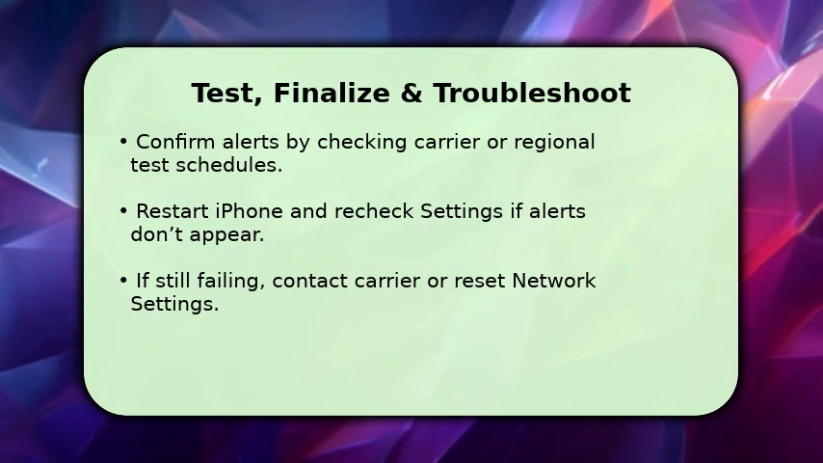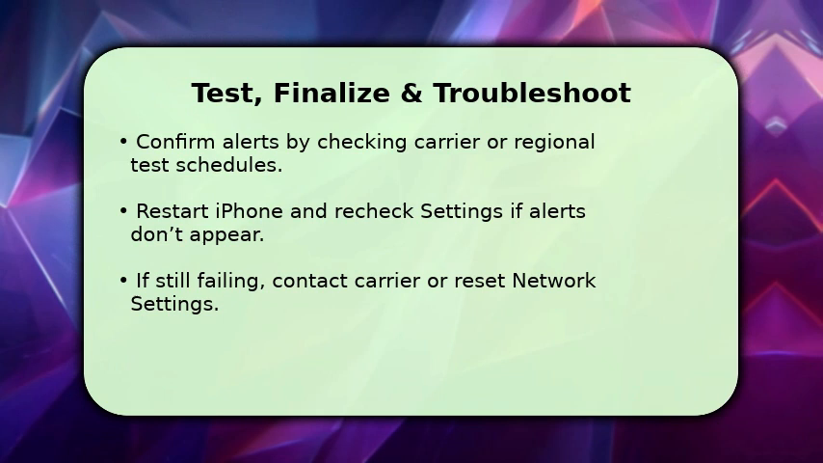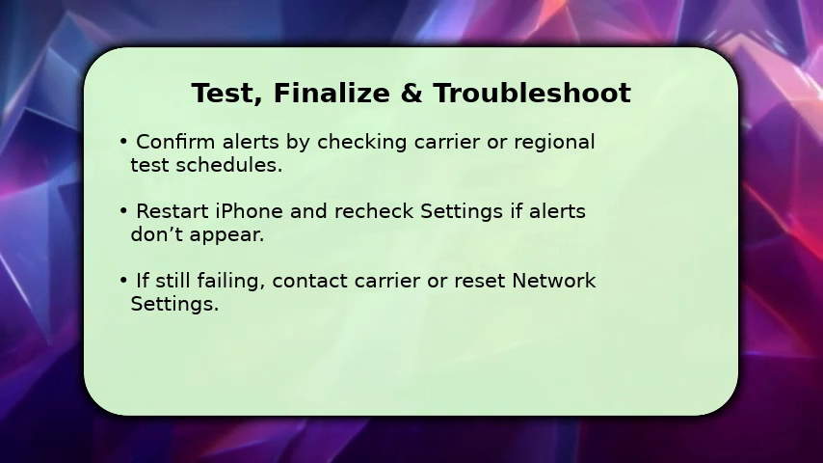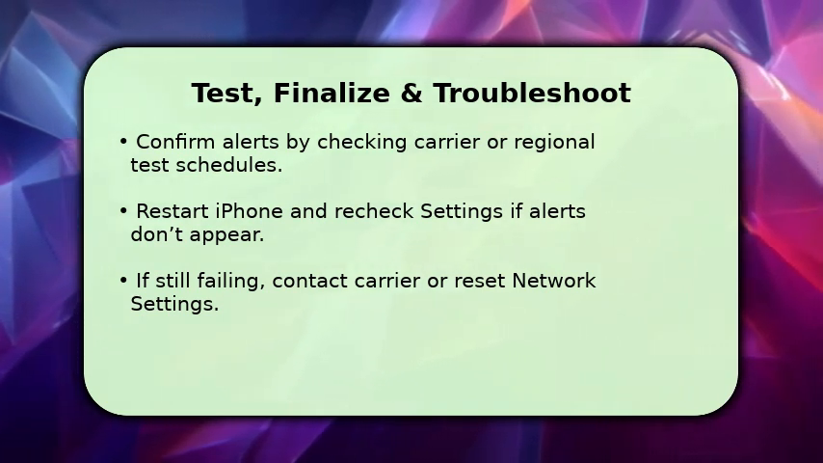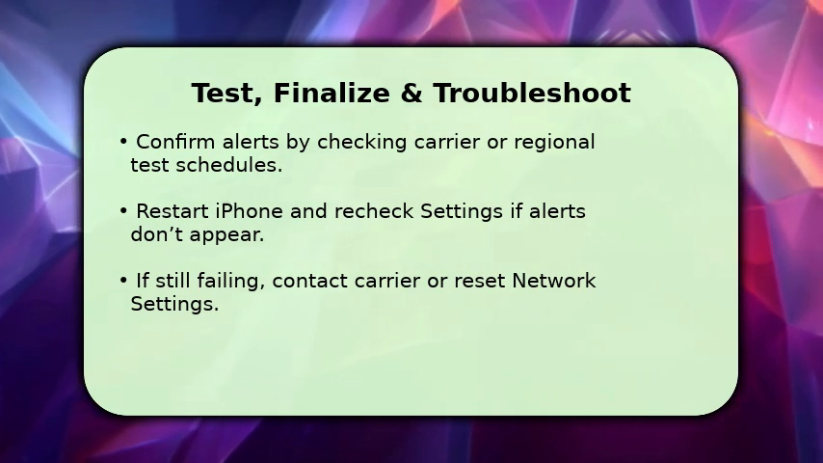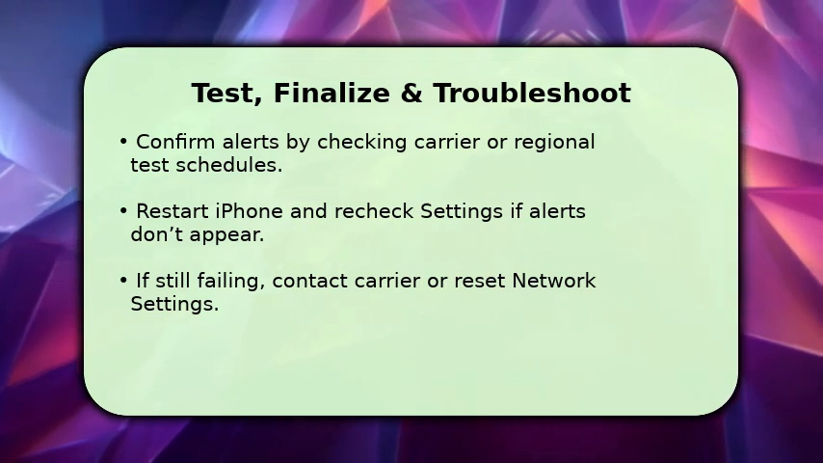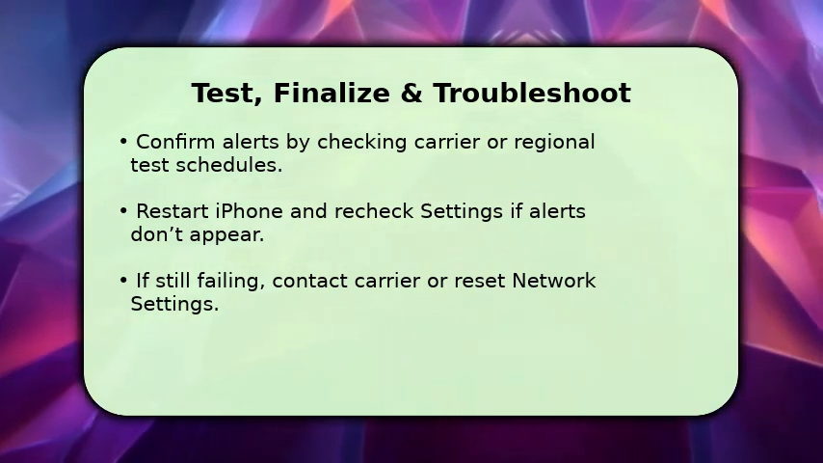If you don't get a test alert, restart the iPhone and recheck government alerts and location services settings. Make sure low power mode isn't blocking background activity. If problems persist, reset network settings or contact your carrier because alerts depend on network provisioning. One key troubleshooting tip: reset network settings before factory reset.